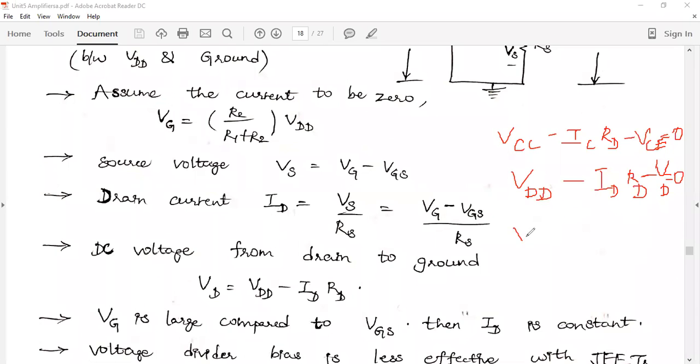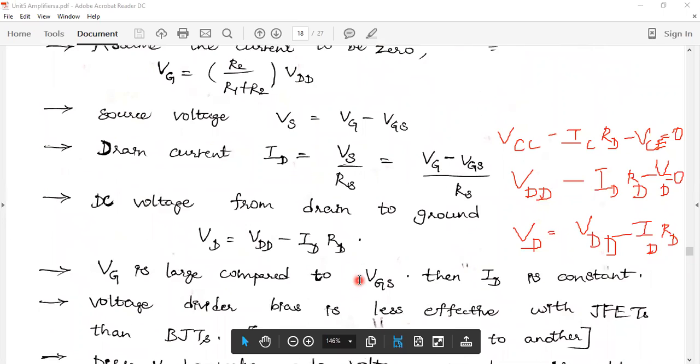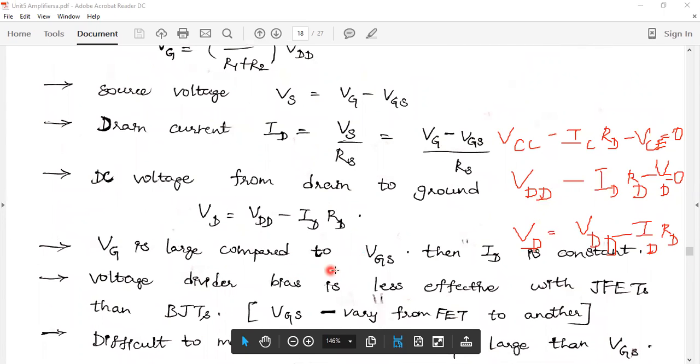From this equation, I can notate VD. This is the term I would like to know. VD is equal to VDD minus ID RD. This is the actual equation. And VG is large compared to VGS.